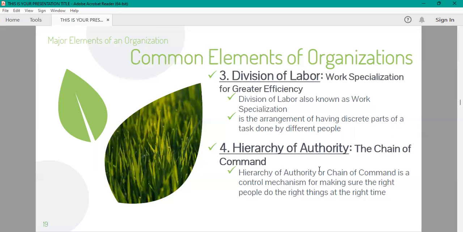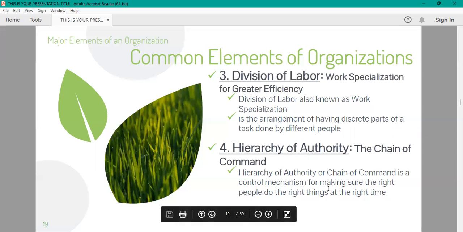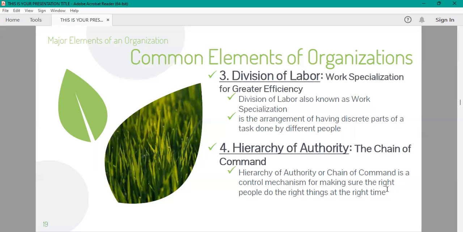So hierarchy of authority or the chain of command is a control mechanism for making sure the right people do the right things at the right time. It is where you'll know exactly whom you should follow, from the top, which is our president, our CEO, down to the lower level managers, down to the employees themselves. You should know whom to follow based on their authority in the organization itself. And also, so that the communication flow is smooth, given that you follow the hierarchy from the top to the bottom, the people with power.